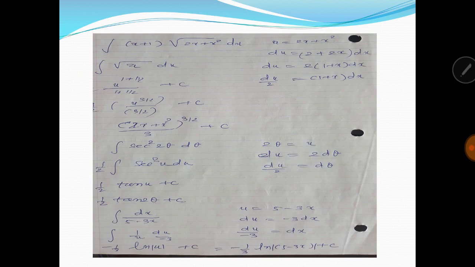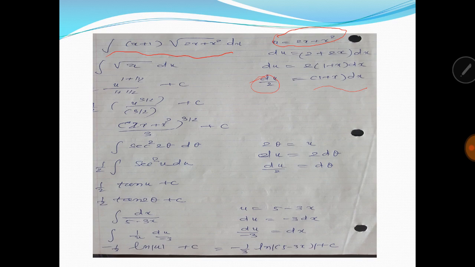Okay, so in this one you are doing the integration of (x minus 1) times the square root of (2x plus x square). So you take u equal to 2x plus x square, then you do du/dx. So du/dx equals 2 plus 2x. Take 2 common, you have 1 plus x in the bracket, divide both sides by 2 so that you get (1 plus x) dx on this side equal to du by 2.